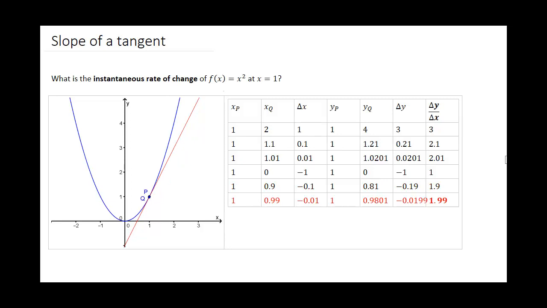A further improvement is made as Q moves even closer to P. So you can see that the delta x value is now -1/100th, or -0.01, and our better estimate that results is 1.99.